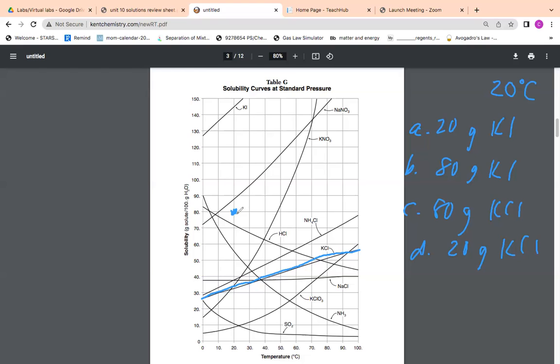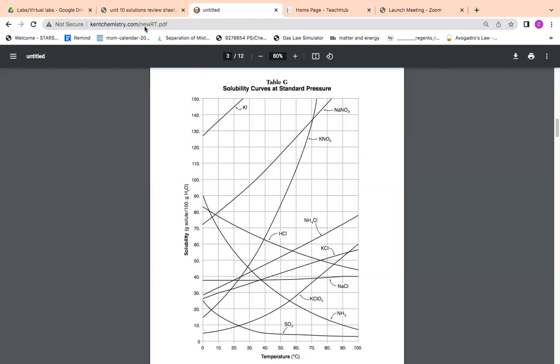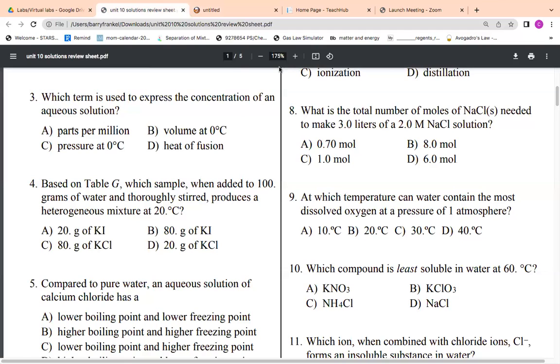If you put 80 grams of KCl in 100 grams of water at this temperature, a lot of it would just sink right to the bottom, and it wouldn't be able to be dissolved because there's just not enough water and the temperature is just too low. So it is going to be choice C, but let's just see the other option. If we did 20 grams at 20 degrees Celsius, you see it's below the line, that's also unsaturated. So yep, our answer overall is going to be choice C. So 4 is choice C.